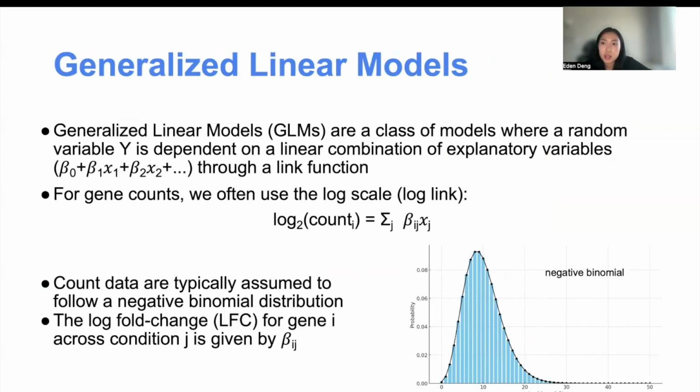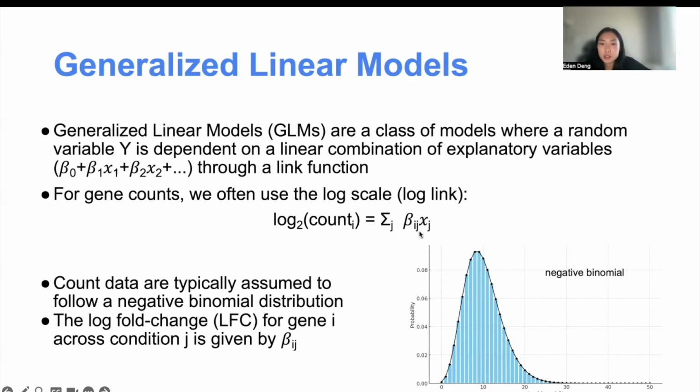And in many cases, y is going to be dependent on the linear combination through what's called a link function, which essentially transforms the y into a different scale that is then linearly dependent on x. So for gene counts, we often use the log link. So if we look at this notation here, it's the log counts that are linearly dependent on the explanatory variables here. So for gene i, we would model the log of its counts as a sum over these experimental parameters 1 through j.